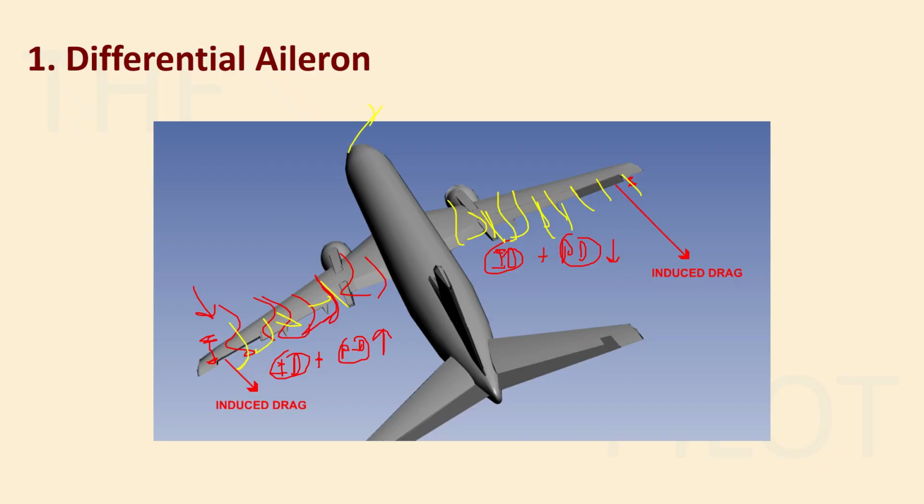So what we have done is increase the drag on the left wing by increasing the parasite drag, and we have reduced the drag on the right wing by reducing the parasite drag, and hence the total drag is now balanced, right? So the aircraft will not yaw in this direction; it will continue in the direction it was going. So this is how the differential aileron works.